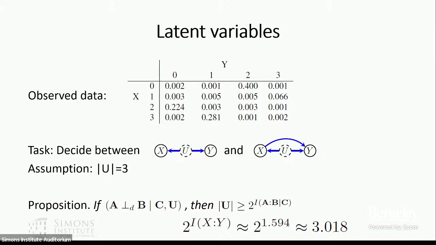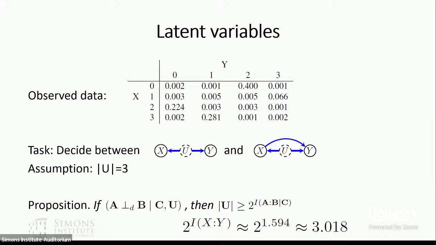Okay, so looking at this again, here U D-separates X and Y, but here it is not the case, right? So if we observe this probability distribution, we observe that this inequality is violated, and we can conclude that it's impossible to explain in a model where U D-separates X and Y. So it's impossible to explain in this model. Therefore, we have a direct causal influence from X to Y.